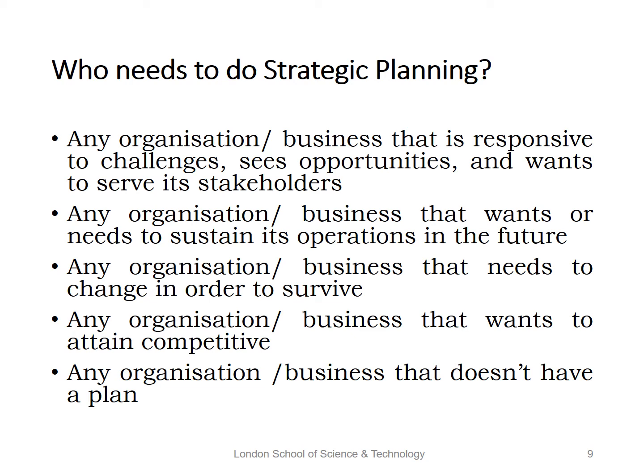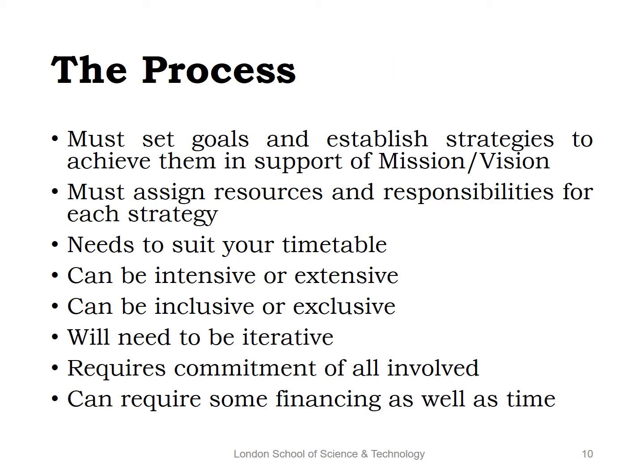So we need to have a strategic plan. So what is the process? The process of this strategic plan obviously is first to determine the vision and mission of the organization, and then to align the resources and responsibilities for each strategy. This needs to suit your timetable. Over what period of time do you want to achieve certain milestones? Can be intensive or extensive, can be inclusive or exclusive. It requires a commitment from all involved. Can require some financing as well as time.